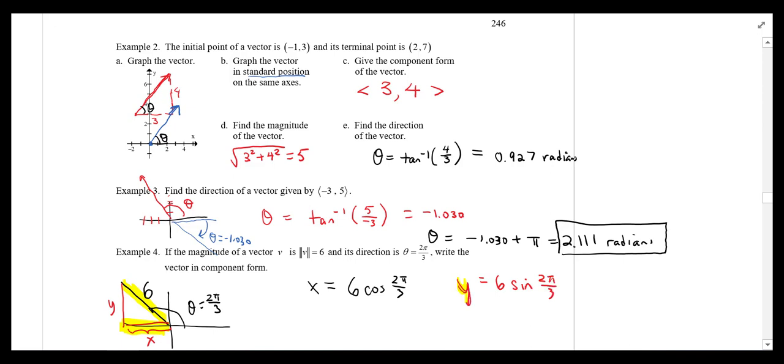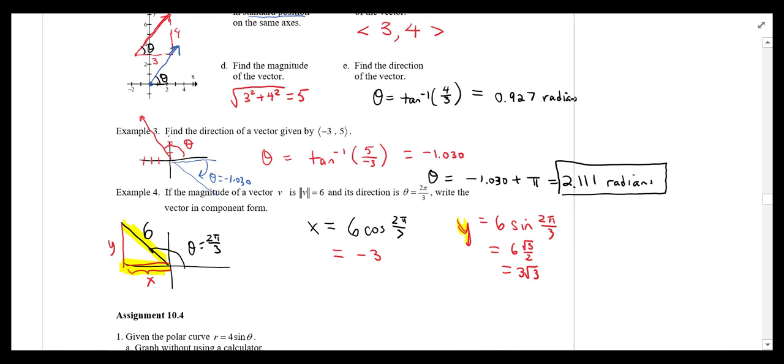Okay? And then 2 pi over 3 is a special angle. You should know what that is. Cosine 2 pi over 3, I believe, is negative half. So this just becomes negative 3. And then sine 2 pi over 3 is positive, I think it's root 3 over 2. So 6 times root 3 over 2, that's just 3 root 3. So in this case, if I ask you for the vector in component form, we'll see that it's actually negative 3 for the x component, and 3 root 3 for the y component. C'est fini. We're done.